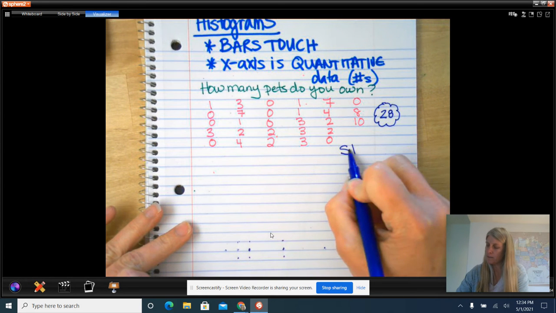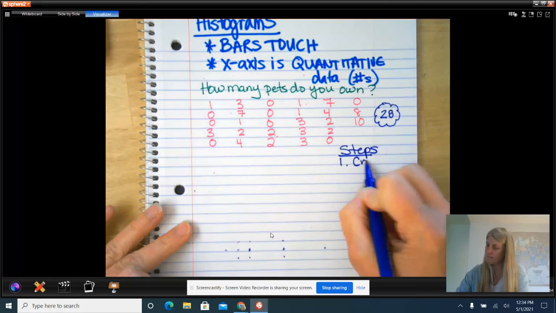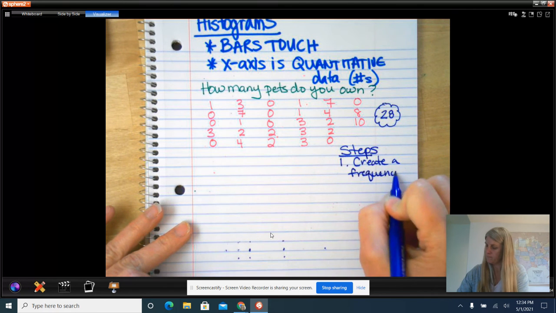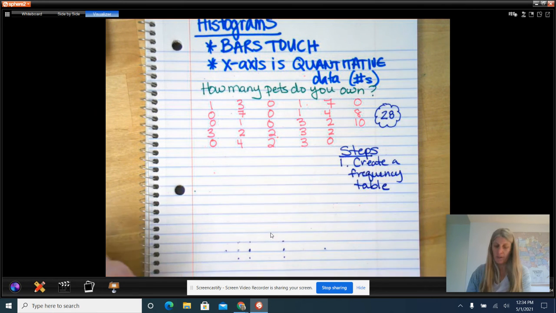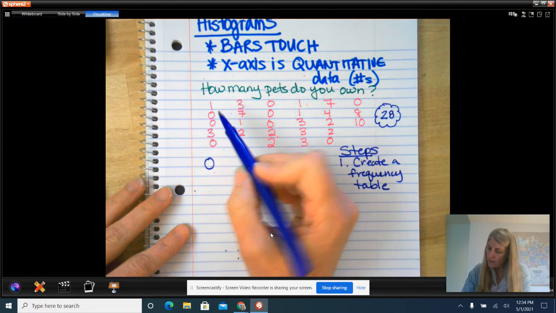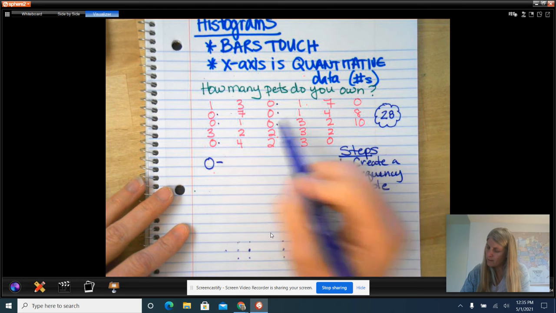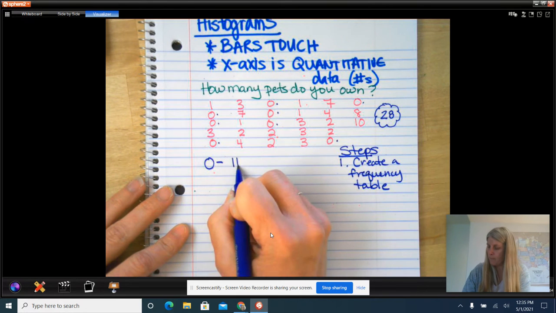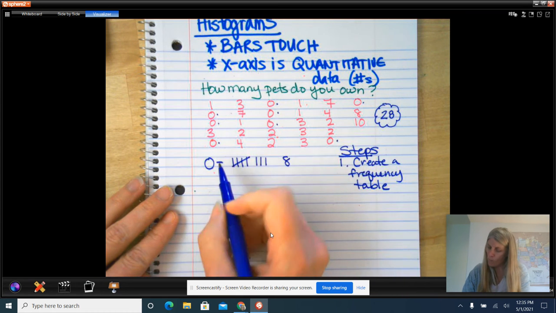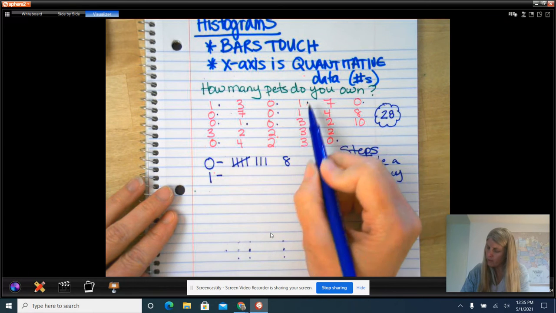So let's go ahead and look at the steps of how to create a histogram. The first one is we're going to create a frequency table. So we're going to see how many people said 0. And we see that there's 1, 2, 3, 4, 5, 6, 7, 8. And then we have some 1s here. So we're going to see how many people had 1s. 1, 2, 3, 4.